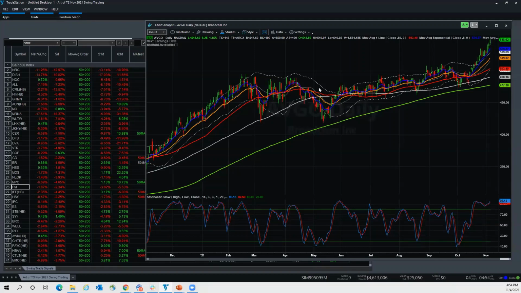And I was pretty bullish on Broadcom because basically the market was getting hammered back here in early October, and this stock was making a higher low and it was in a tight range. So we had published that over here.